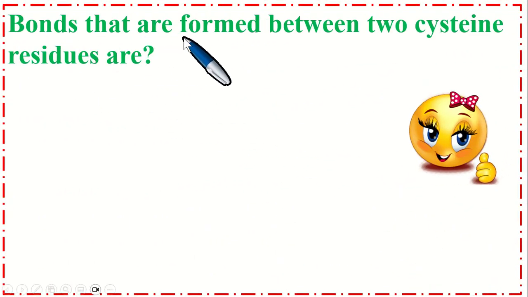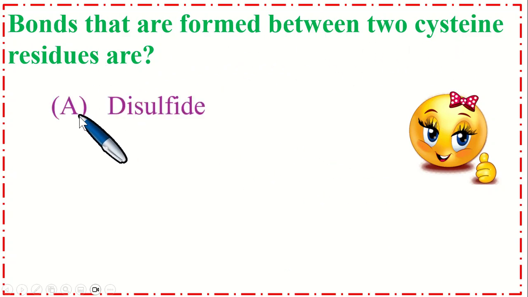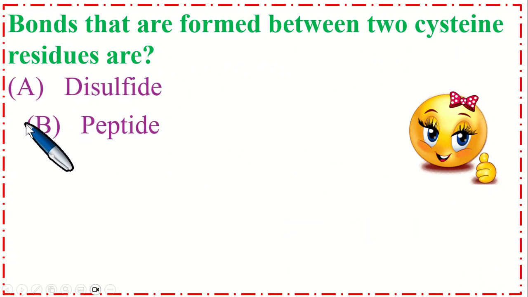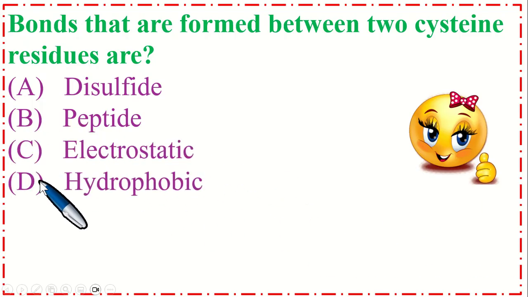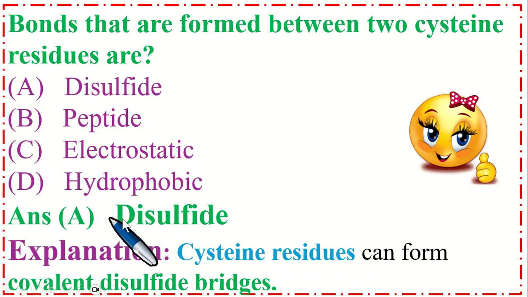Bonds that are formed between two cysteine residues are option A disulfide, B peptide, C electrostatic, and option D hydrophobic. So the correct option is A disulfide. Cysteine residues can form covalent disulfide bridges.